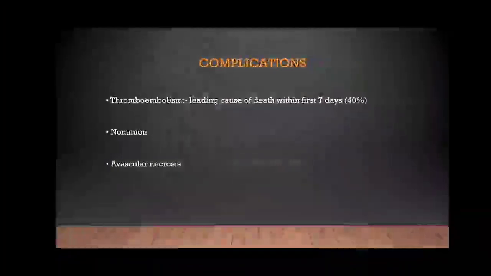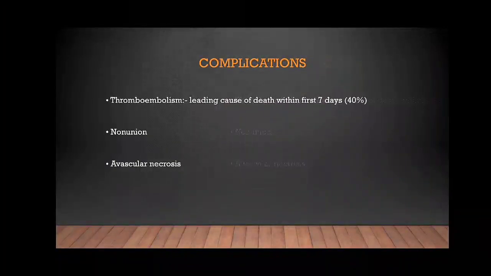Complications for fractured neck of femur: the first is thromboembolism. This is the leading cause of death within the first 7 days, seen in 40% of patients. The next complication is non-union, and the last and delayed complication is avascular necrosis. Avascular necrosis can be seen irrespective of fixation, irrespective of the fracture. It is idiopathic and we cannot prognose when we can get avascular necrosis.